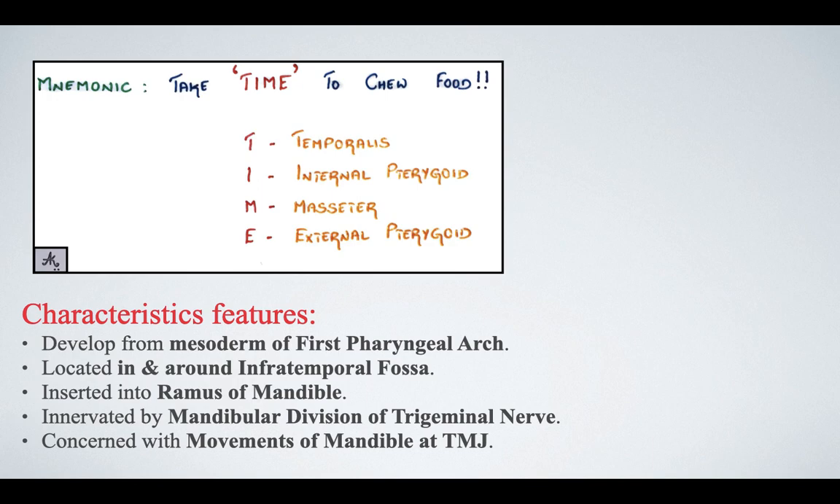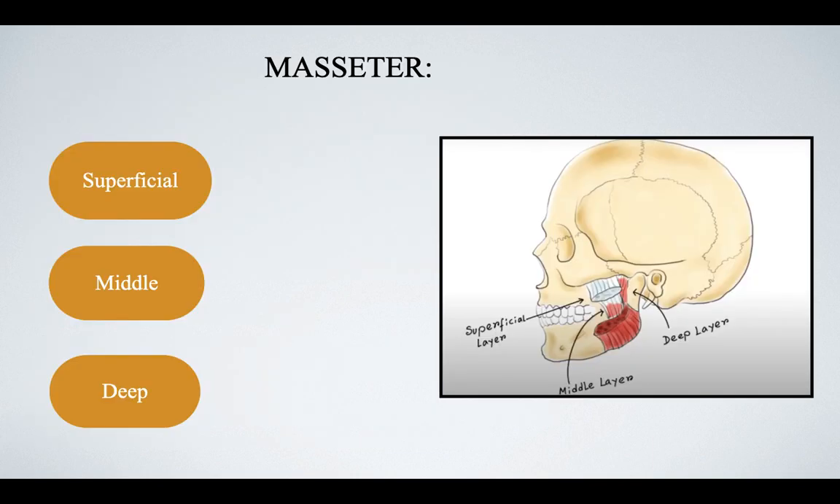These muscles have certain characteristic features. All these muscles develop from mesoderm of first pharyngeal arch, that is mandibular arch. Hence, they are supplied by the nerve of that arch. These muscles are located in and around infratemporal fossa and are inserted into the ramus of the mandible. These are concerned with the movements of mandible at TMJ. Let us see in detail the origin, insertion, and action of each muscle.